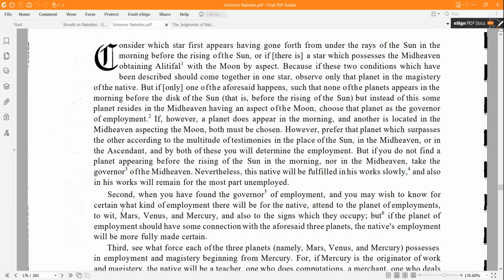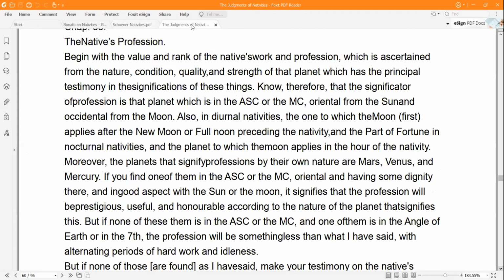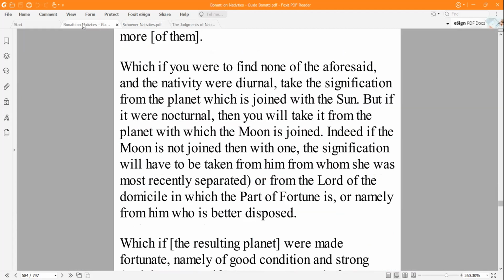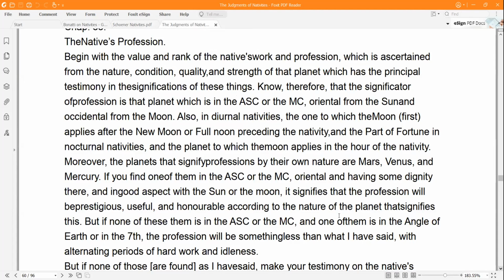I don't know what he means by both, because he just kind of said the same thing. However, prefer that planet which surpasses... oh, wait, no, it's not the same. Prefer that planet which surpasses the other according to the multitude of testimonies in the place of the sun, in the midheaven or in the ascendant, and by both of those you will determine the employment. So it's not simple. He isn't doing things simply either. He's got his own little complicated way of doing it. But it looks like the continuity between maybe 9th century Abu al-Khayyat and Bonatti in the 10th and the 12th, 13th century is what we will look at.